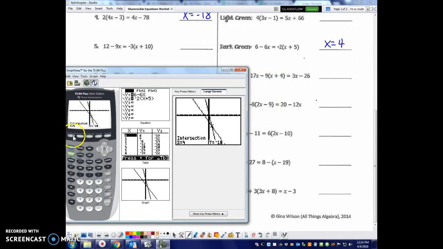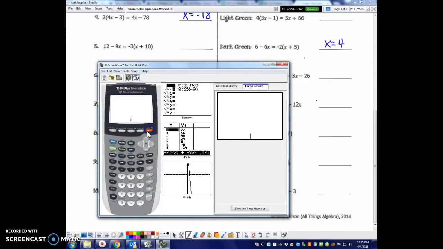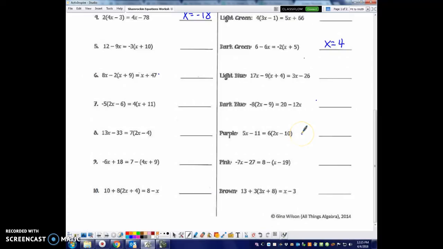Okay, one more, let's do dark blue. Y1, we have negative 8, 2x minus 9. Okay, and then y2, we have 20 minus 12x. Okay, so let's graph it. Second trace 5. Enter, enter, enter. It says that x is 13, so that's what we put.